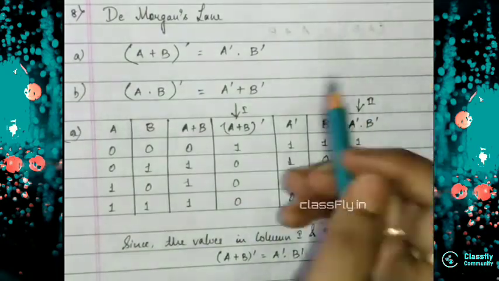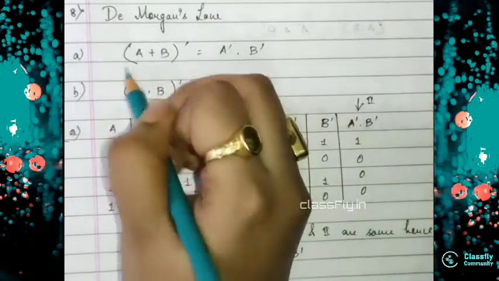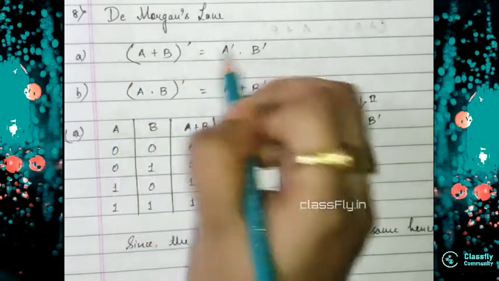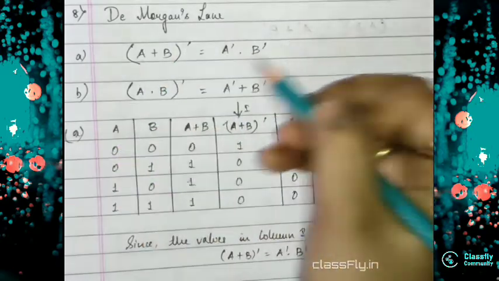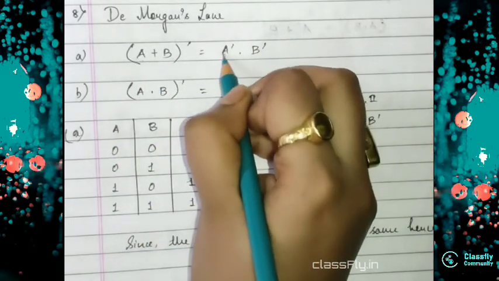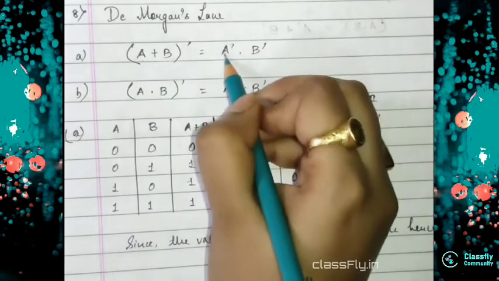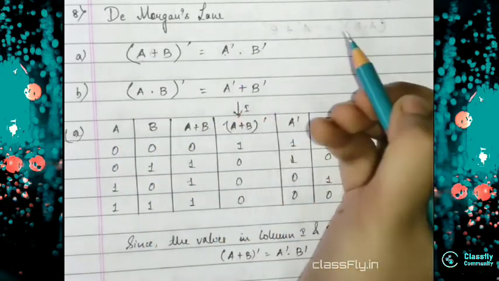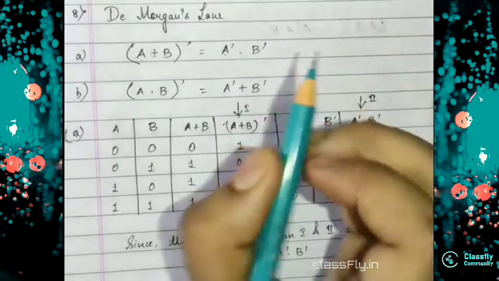See, De Morgan's law says that if my first expression is (a plus b) complement, then I will change each of them. That is, I will complement each thing. I will write a complement, what is a's complement? A complement, right? What is plus? When I complement it, it will be dot. And what is b complement? I will write b complement, right?